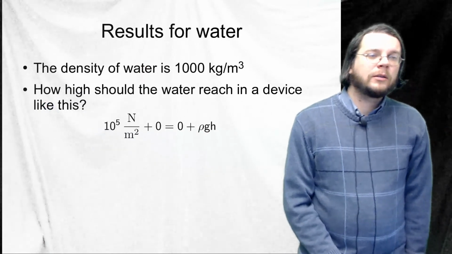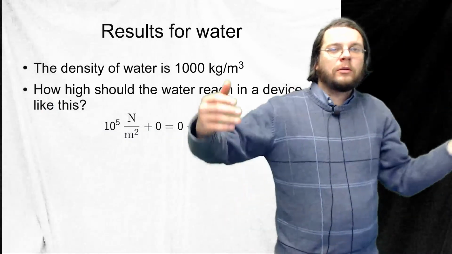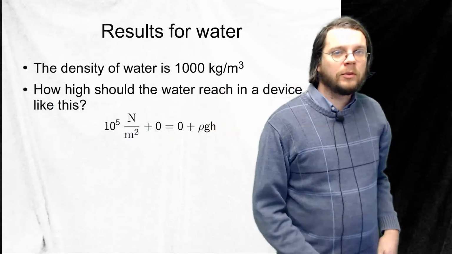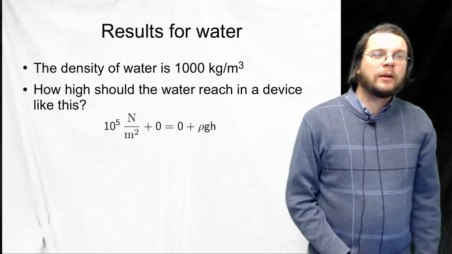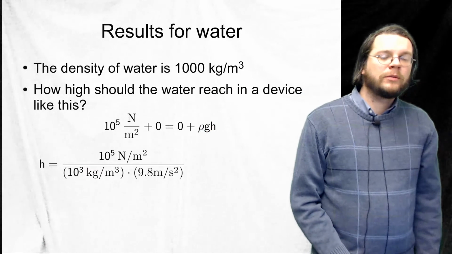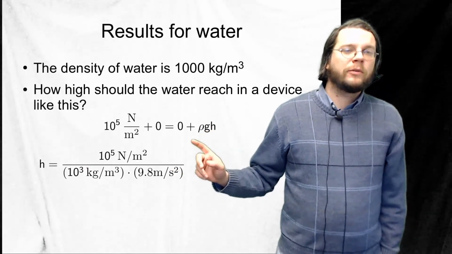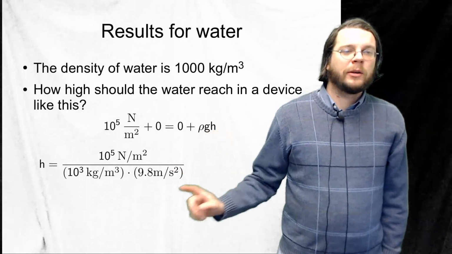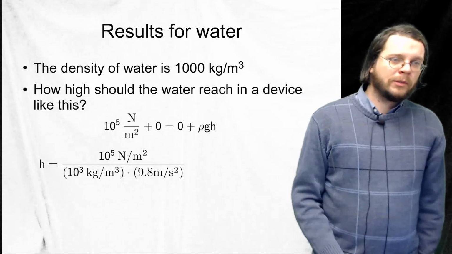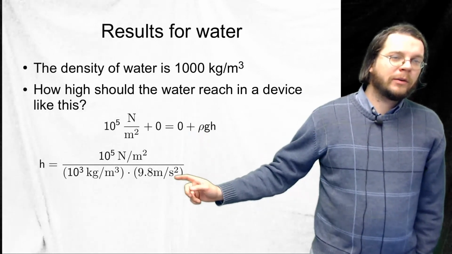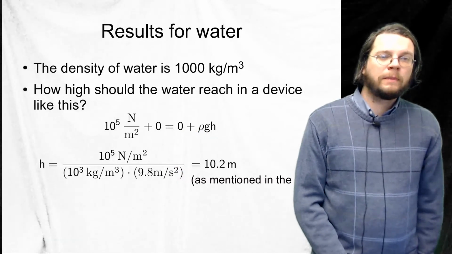Water has a density of 1,000 kilograms per meter cubed. If you have a meter cubed of water, it's going to be 1,000 kilograms to carry, which is a lot. And so the video talks about 10.3 meters. Well, if you consider this equation, solve for h by dividing both sides by rho and g, and it ends up being about 10 to the 5 divided by 10 to the 3 divided by another factor of 10. So that ends up being about 10, as mentioned in the video.